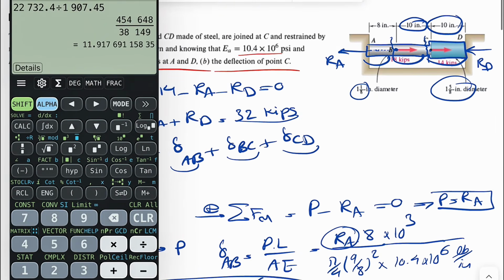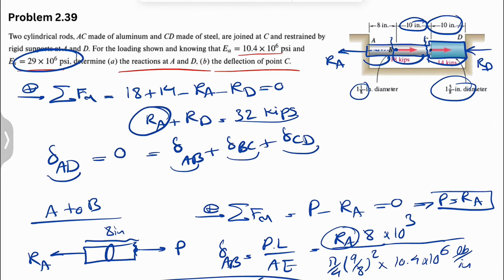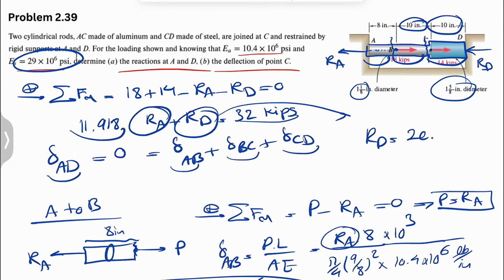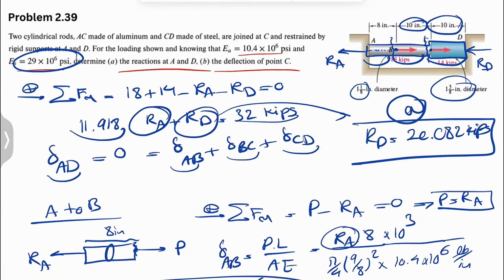So now that we have the RA, if we get back to our main equation at the beginning for the free body diagram of the whole thing, we found our RA is 11.918 here, so we can find RD. So RD, or the reaction at D, will be 20.082 kips. So that's going to be the answer for the A part.